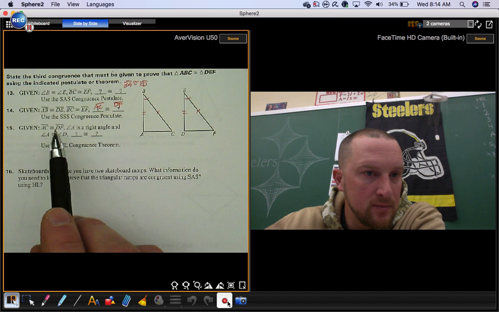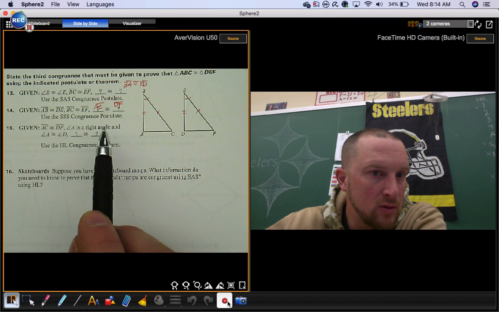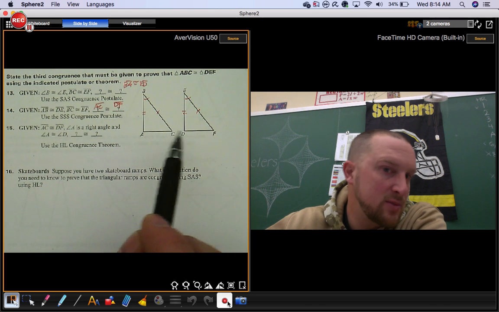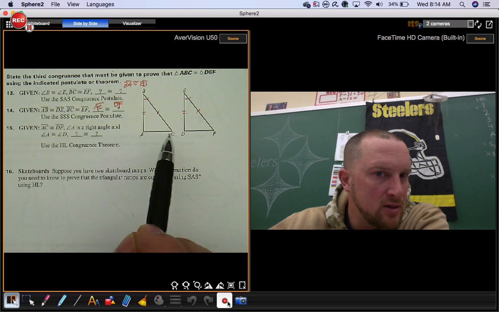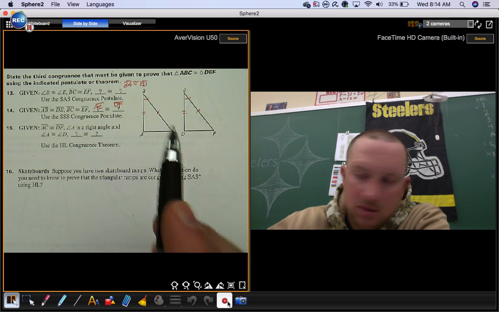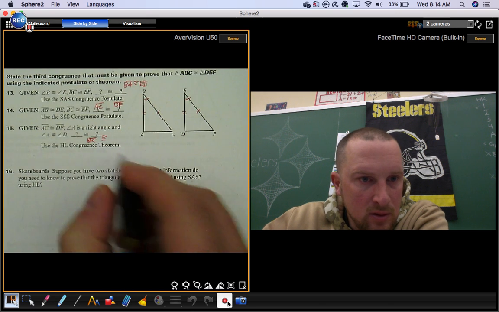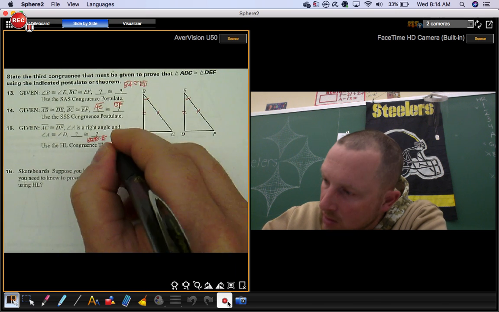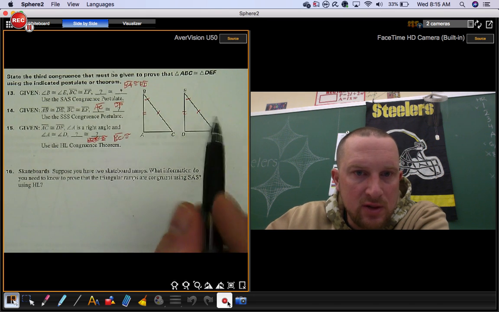Number 15, we want to use HL. Okay, so you need angle A is a right angle, and angle A is congruent to angle D, so that makes angle D a right angle as well. You have segment AC congruent to segment DF, so those are congruent legs. You also need congruent hypotenuses. So segment BC needs to be congruent to, that's a B, that looks really, really bad. Segment BC needs to be congruent to segment EF.